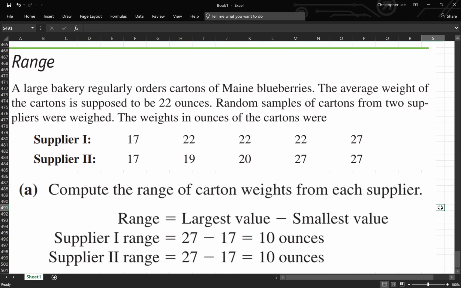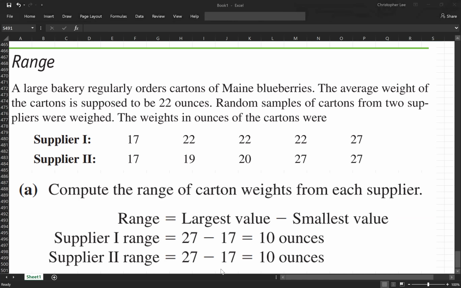So compute the range of carton weights from each supplier. Range is equal to the largest value minus the smallest value. Supplier one, 27 minus 17 is 10. Supplier two, 27 minus 17 is 10. Yay. We found that.